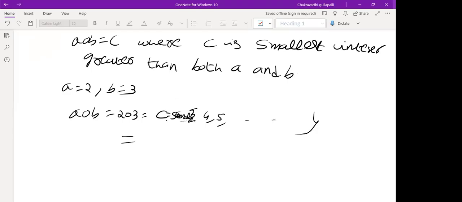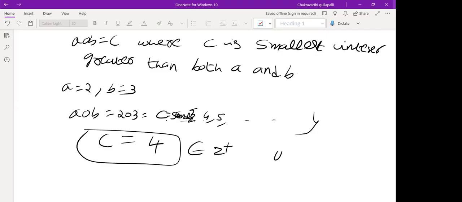So C is equal to the smallest of all the integers which are greater than this. The smallest is 4. So C is 4, which is unique, and which is there in Z plus.